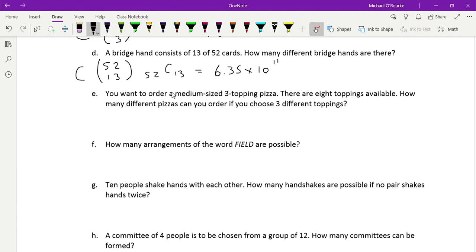You want to order a medium-sized 3-topping pizza. There are 8 toppings available. How many different pizzas can you order if you choose 3 toppings? What toppings are we picking is your real question. With the order, I don't think the order matters.